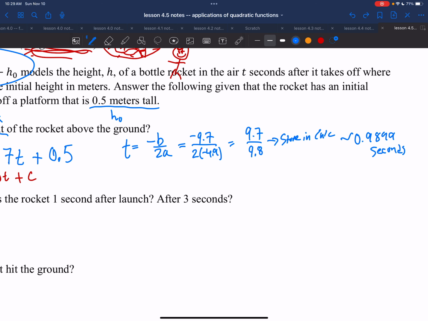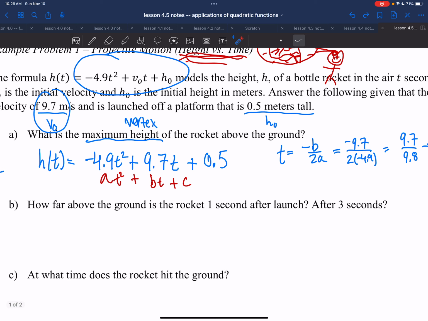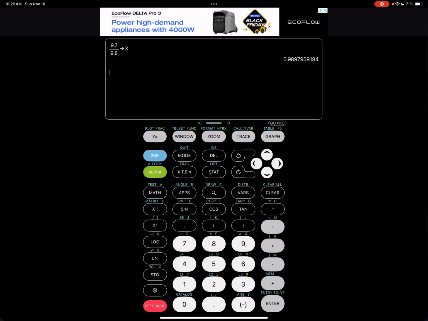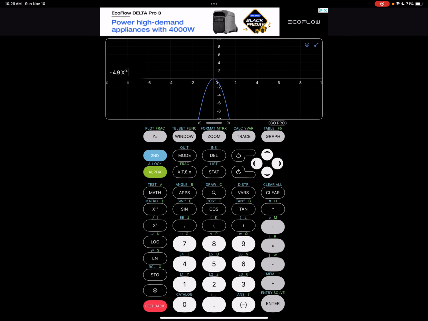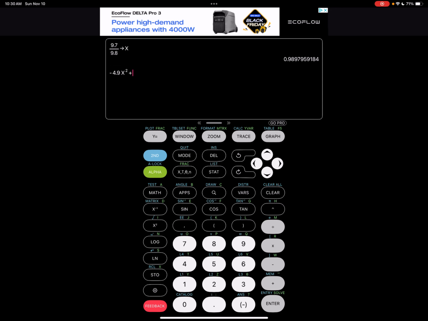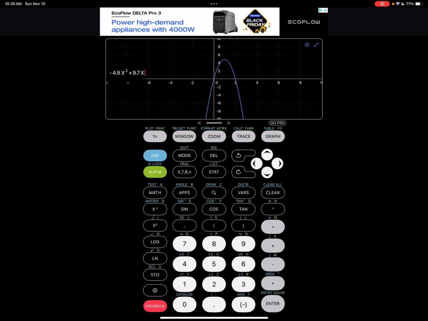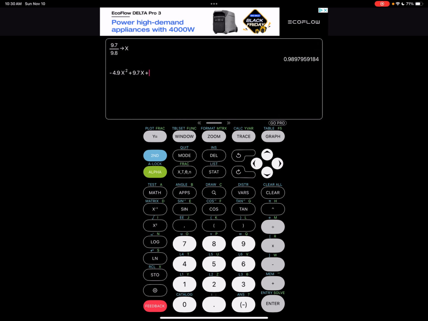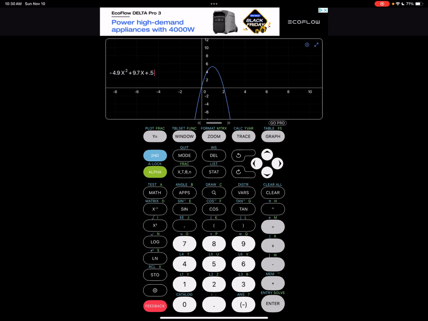So how do I find the maximum height? Well, I take that t value and I plug it back into the function. So this function, negative 4.9, blah, blah, blah, I'm going to just type this in my calculator. Negative 4.9, and I'm using x instead of t. Graphing plus, I don't know what that is. Plus 9.7x plus 0.5. Okay, that's great.